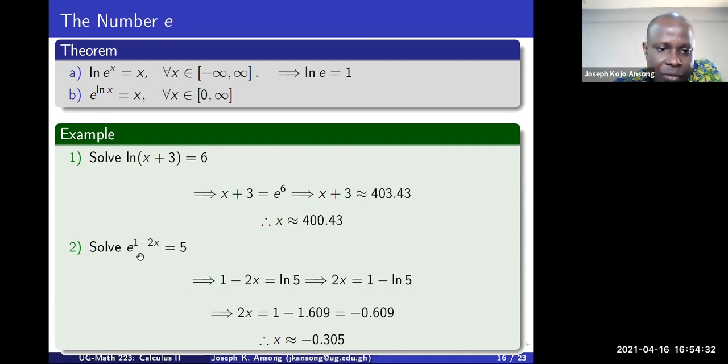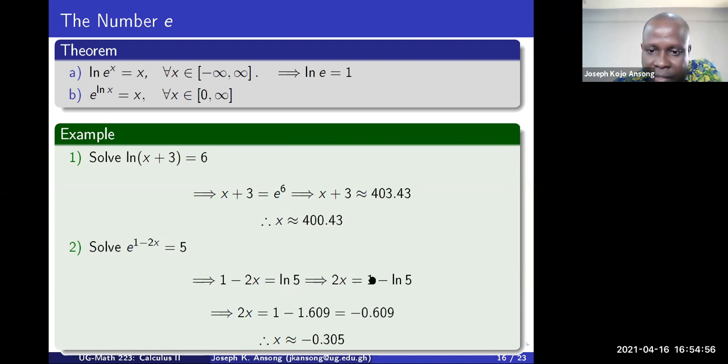We can solve this as well. If you'd like to get x, you want to solve for x. So take the ln of both sides, right? If you do, remember that ln of e to the power of this will just be equal to the power, right? So you have 1 minus 2x is equal to ln 5. Take 2x then bring this there. So 2x is 1 minus ln 5, divide through by 2.